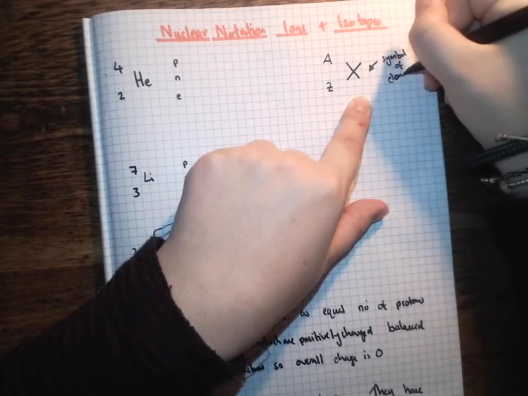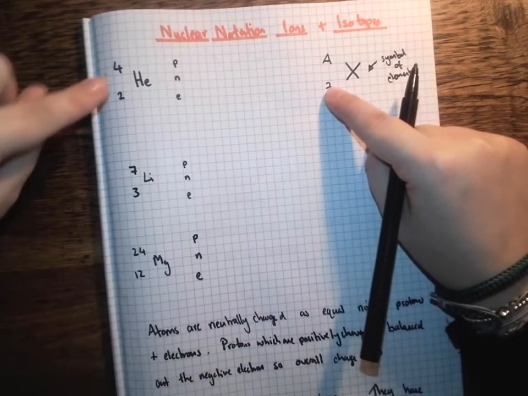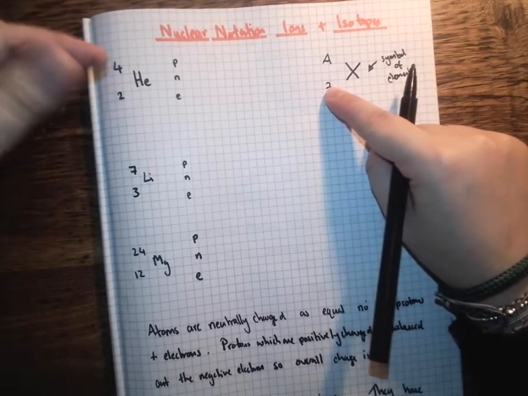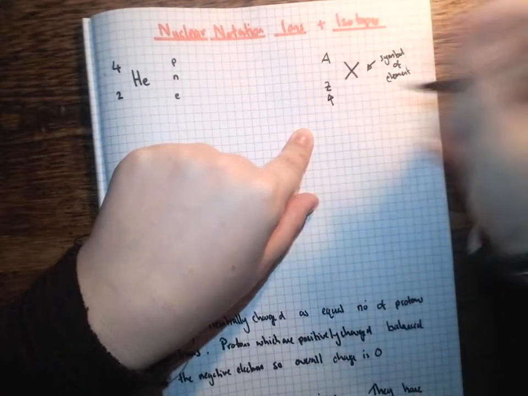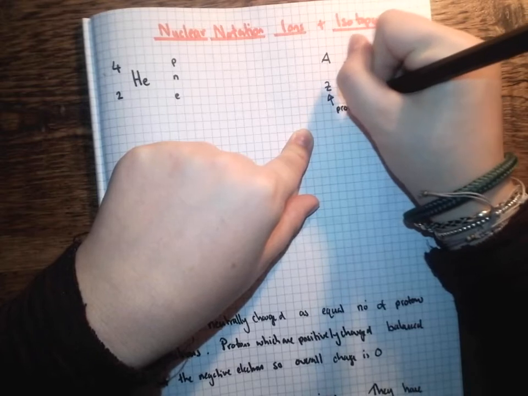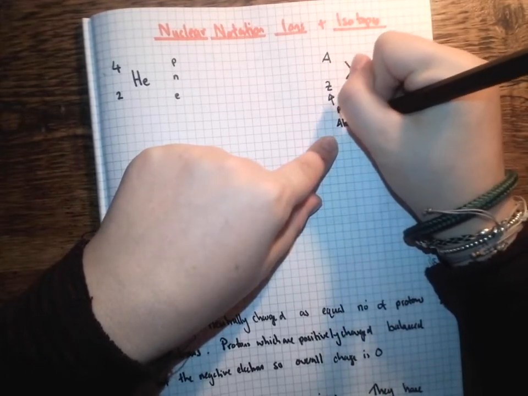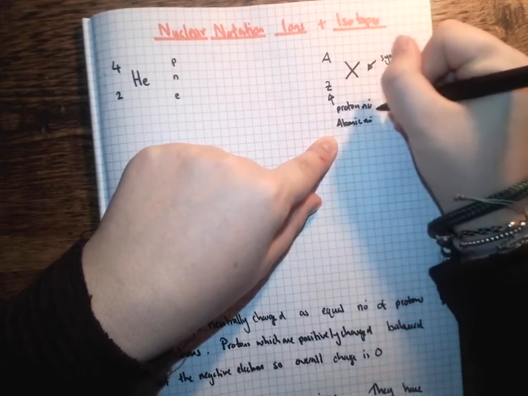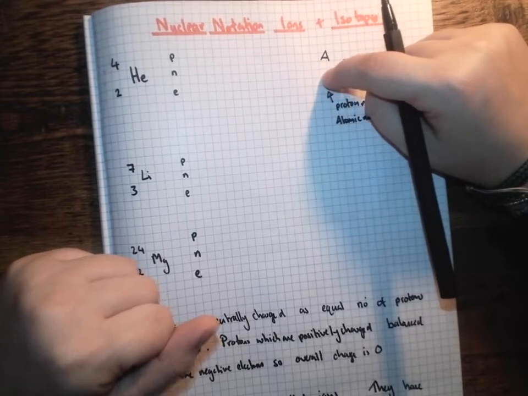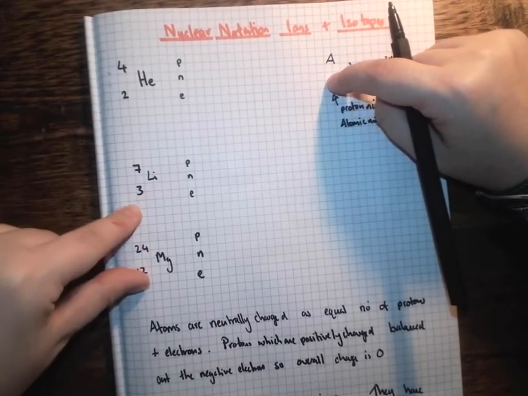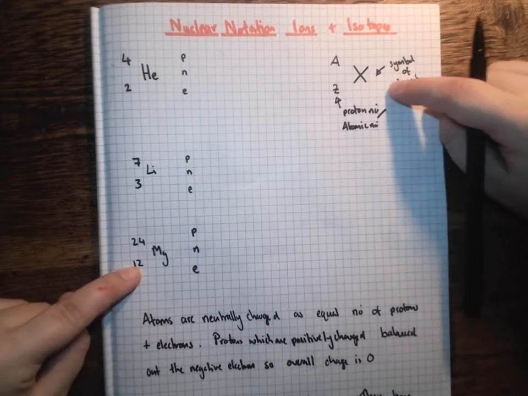The Z number, okay, this is always the smaller number. Now, most of the time, sometimes it's given on the bottom, but sometimes they can flip them the other way around. Okay, it's always the smaller number. And this is our proton number, sometimes also known as our atomic number. So we can call it the proton number or we can call it the atomic number. So that is our Z value. So for helium, it's 2, lithium, it's 3, and magnesium, it is 12. All right, so that is our proton number.